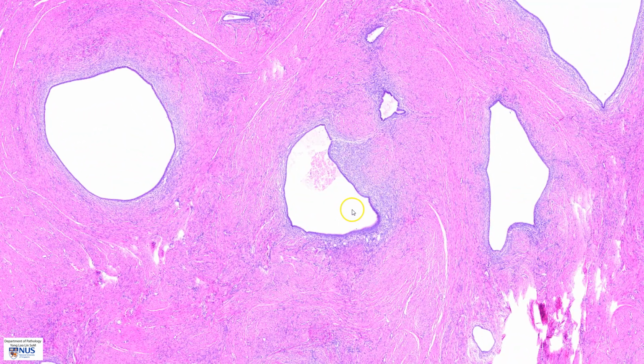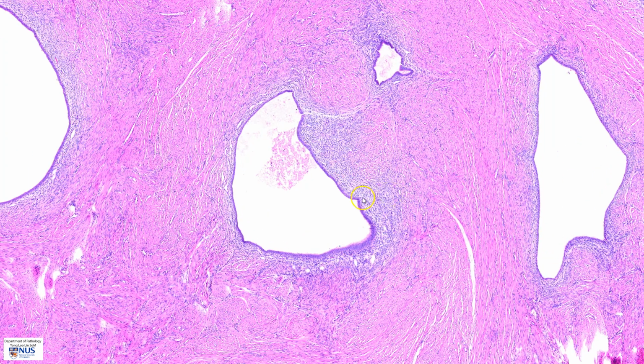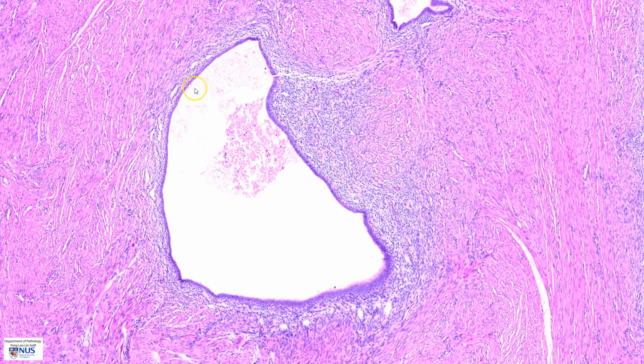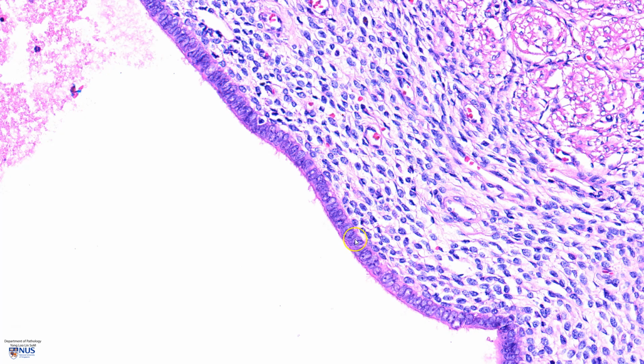Going at low magnification, we can see that there are some abnormal areas here, here, and here. And let's go on to higher magnification. We can appreciate that in these abnormal areas there are glands, and here is a glandular structure with a lumen. And the glands are lined by very bland, single-layered columnar cells.